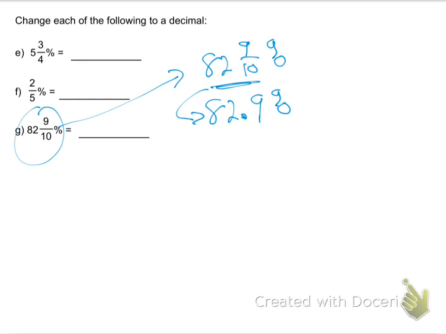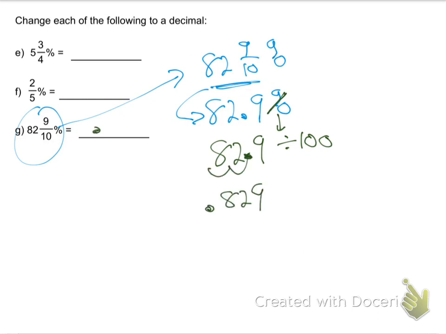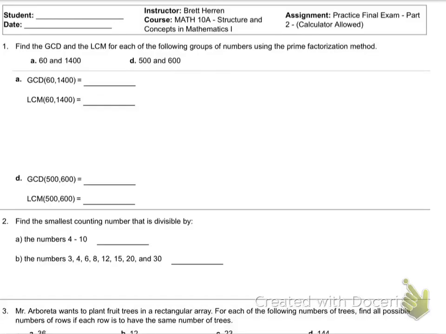So now we're going to go, okay, so 82.9, and what does percent mean? Per 100, divide by 100. Right, it's dividing by 100. So when you divide by 100, what does the decimal do? Back two places, 0.829. There we go. All right, let's go on to part two.